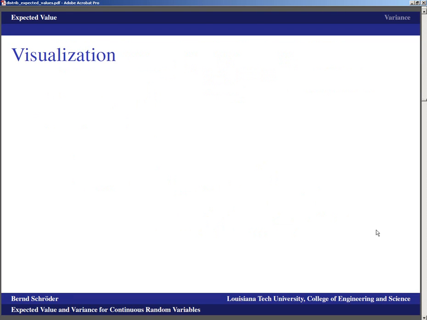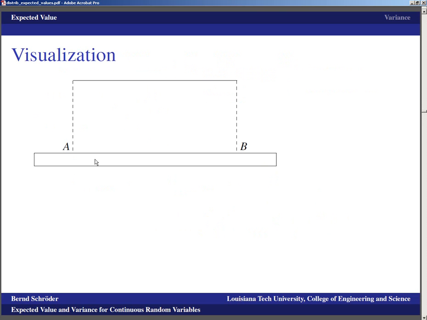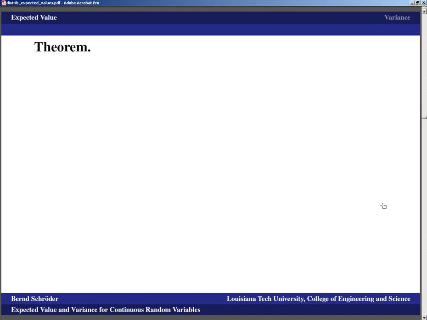No problem. Alright, the visualization then, I like this balance beam thing, right? The uniform distribution's density function is this rectangle here. If you put that on a balance beam, the center of mass ought to be here, and so if at b minus a over 2 you put a wedge underneath, then this ought to be perfectly balanced here.